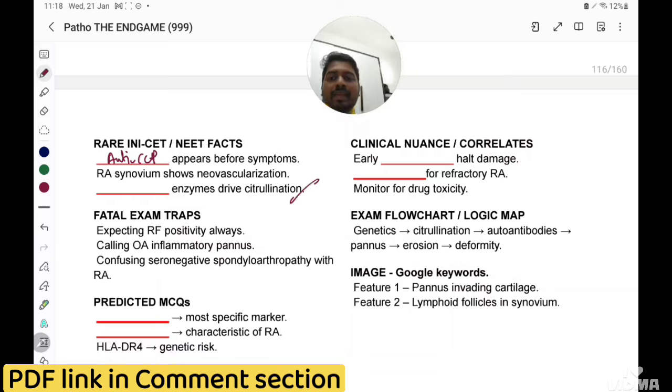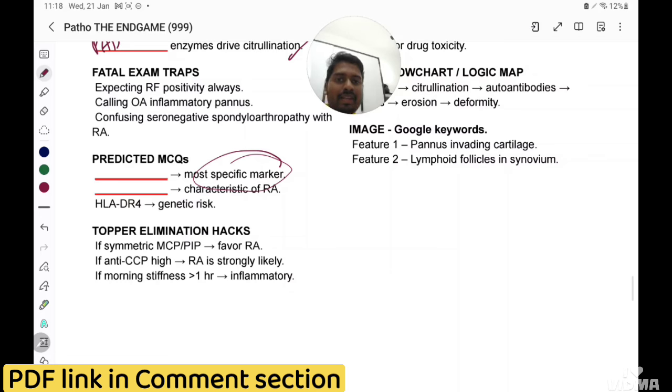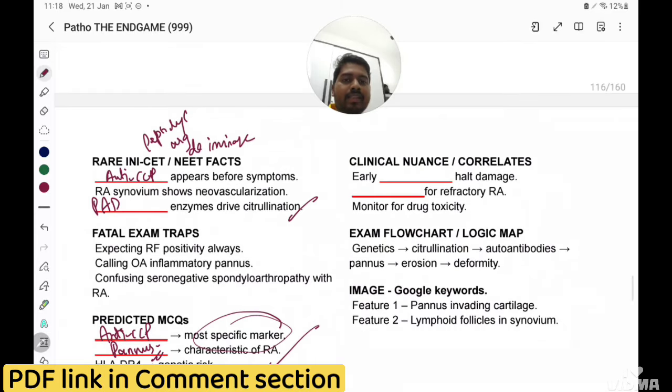Which enzyme drives citrullination? PAD enzyme, which is nothing but peptidyl arginine deaminase. Which is the most specific marker for rheumatoid arthritis? It is anti-CCP only. The characteristic feature of rheumatoid arthritis is pannus formation. Pannus is very characteristic.